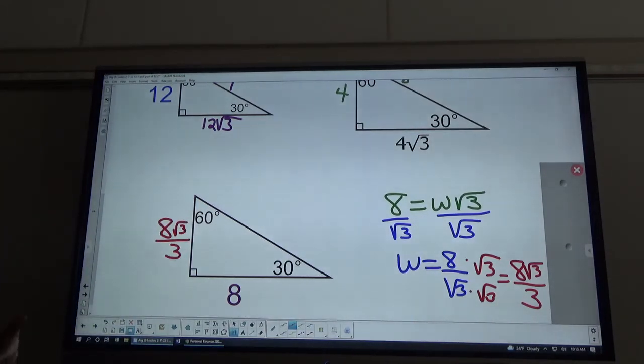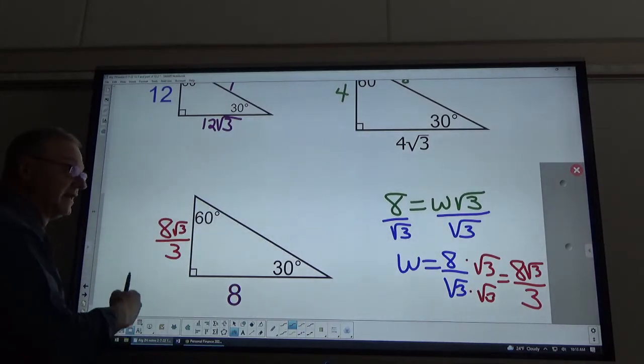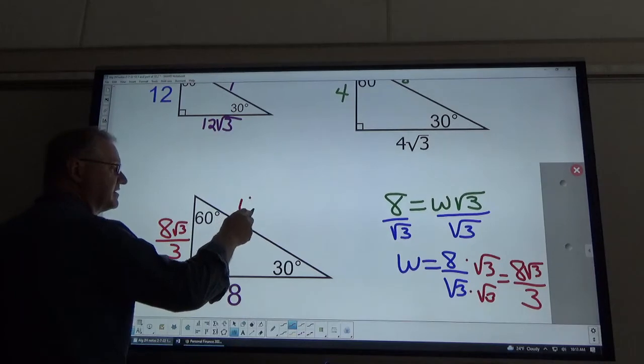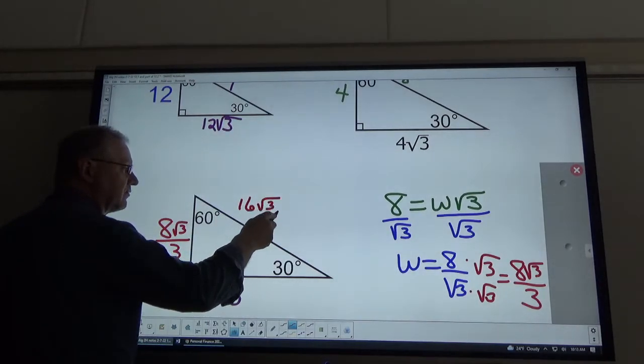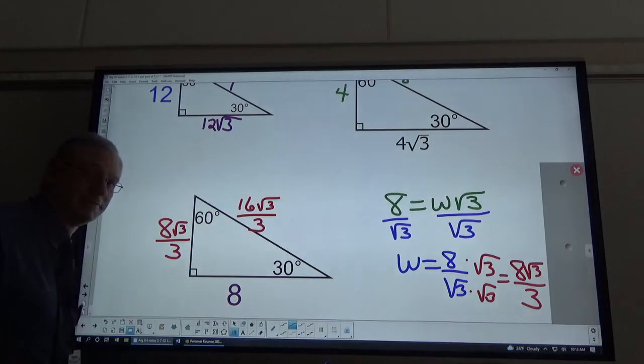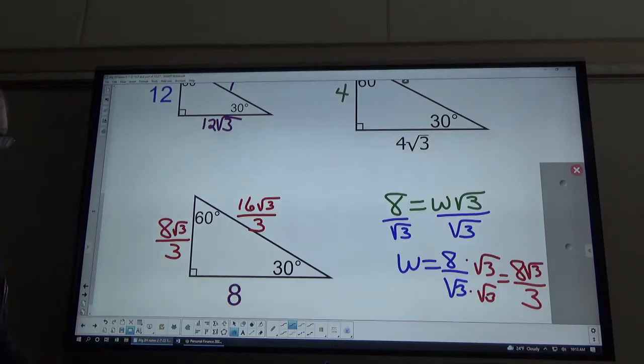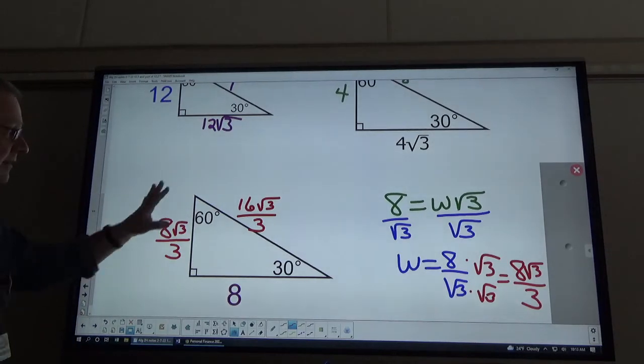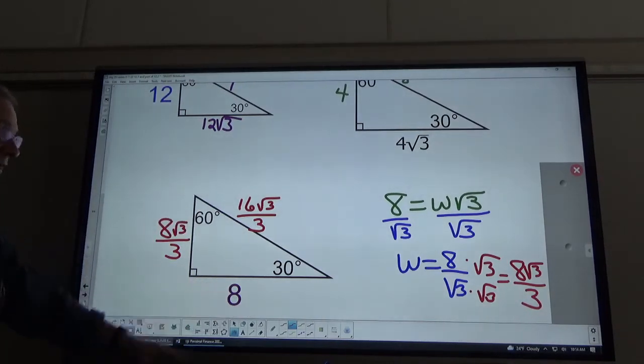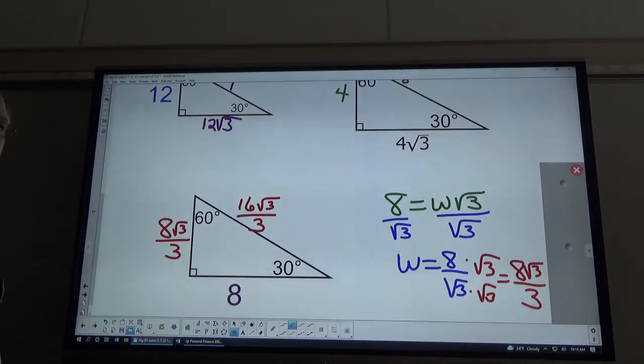Now if I want 2w, I have to multiply it by 2. So I get 16 square root of 3 over 3 still. I only multiplied the top by 2, not the bottom by 2. And there's my answers when you're given an integer as your w square root of 3 side, across from the 60.